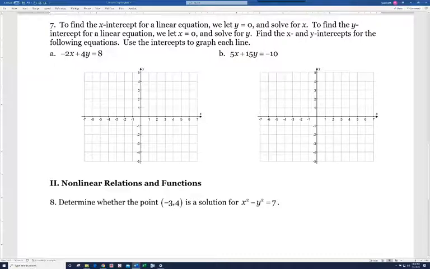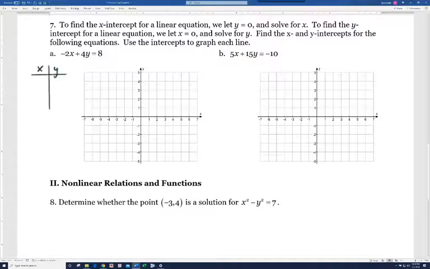It says here, to find the x-intercept for a linear equation, we let y equal 0 and solve for x. And to find the y-intercept, we do the opposite. So we're supposed to find the x and y intercepts and then use those to graph the line. I want you to notice what we're really doing here is finding two special points. It's not exactly the same as what we were doing when we were using the method of plotting points. In this case, we're looking for two specific points. And it turns out that finding intercepts is going to be very important, not just when we graph lines, but when we graph any kind of function.